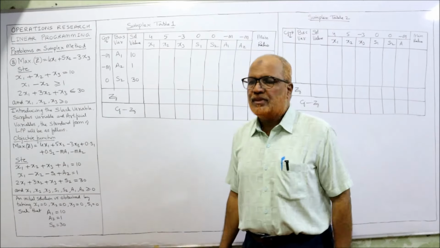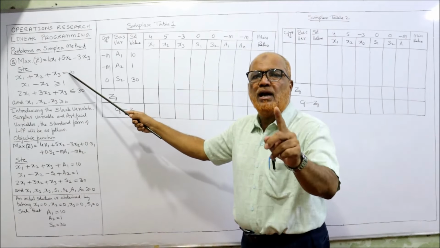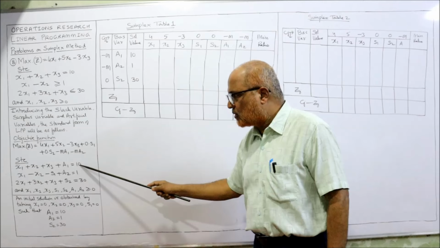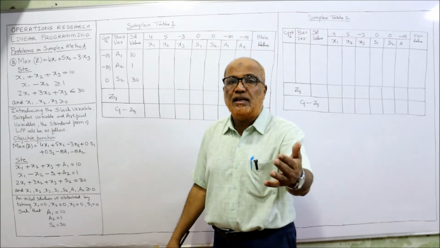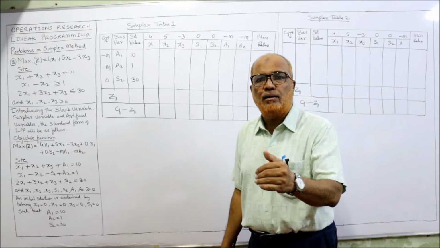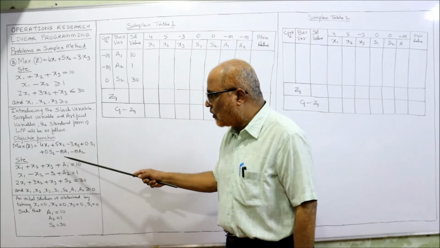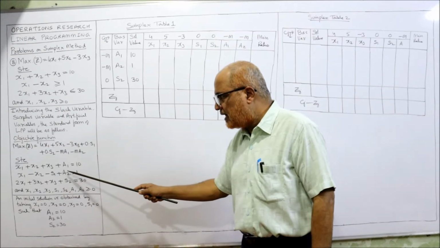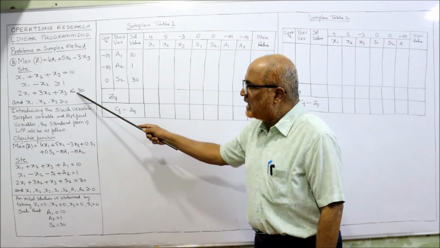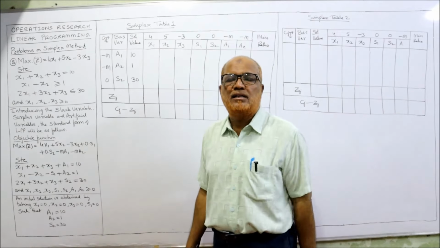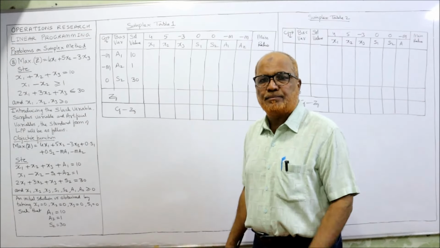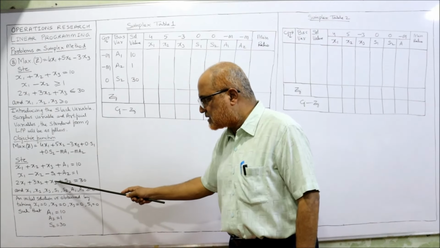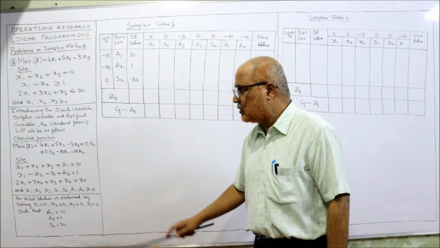Subject to constraints. The first is an equation itself, so only the artificial variable A1 will be added: x1 + x2 + x3 + A1 = 10. Second, it is greater than or equal to type, so minus S1 plus A2, because A1 we have already used here. Now we take A2: x1 - x2 - S1 + A2 = 1. Third one, it is less than or equal to type, so we have to add the slack variable S2: 2x1 + 3x2 + x3 + S2 = 30.